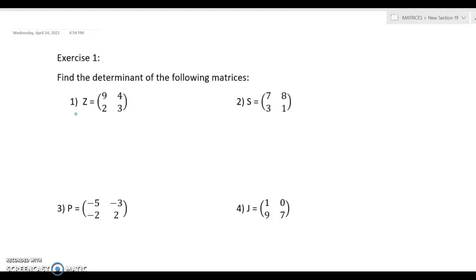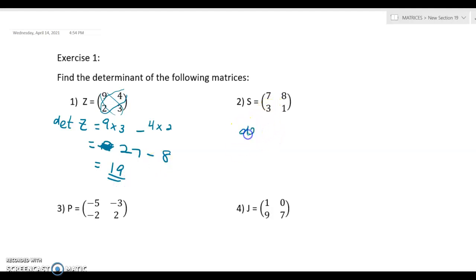So let's try this exercise. As always, you can pause the video, try the questions, and then come back to it. We want to find the determinant of number 1, matrix C. The product of the first diagonal is 9 times 3, take away the product of the second diagonal, 4 times 2. So that's 27, take away 8. 9 times 3 is 27, take away 4 by 2, which is 8. And when we subtract, we'll get 19.